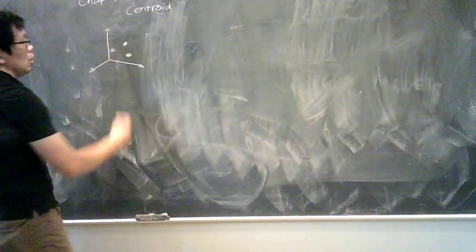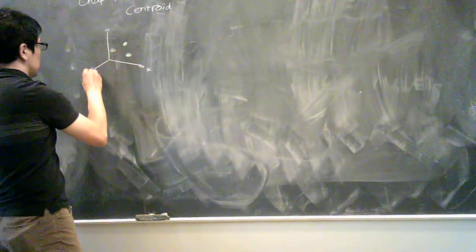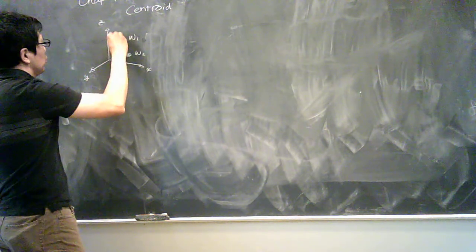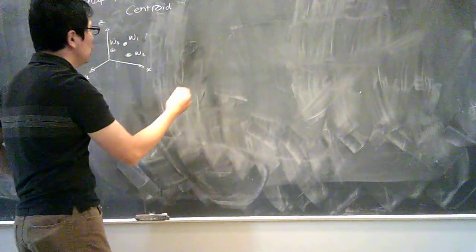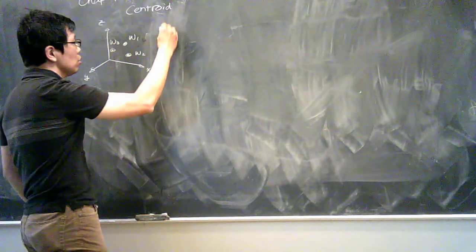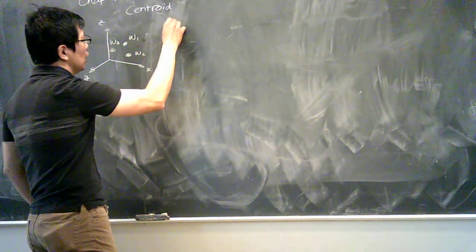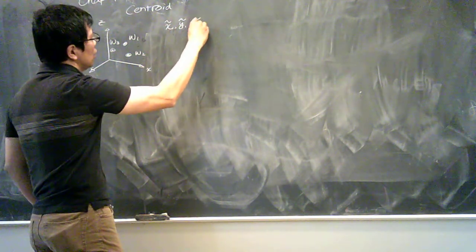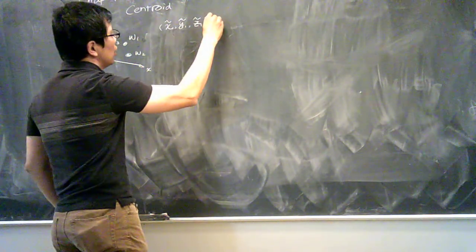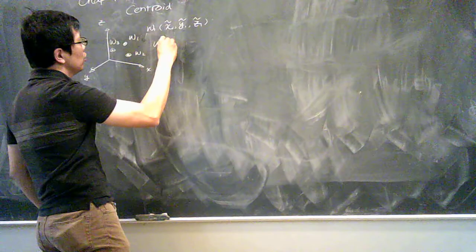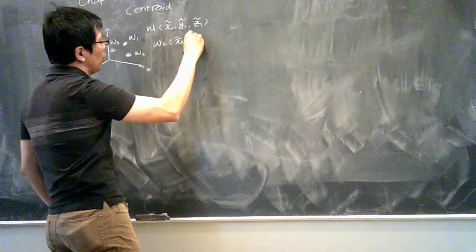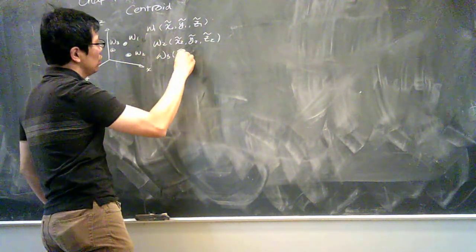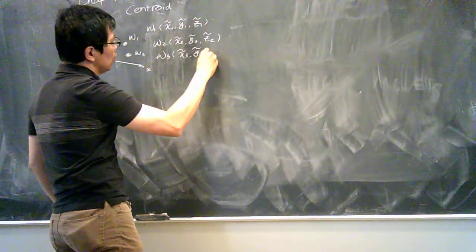Let's say this is x, this is y, this is z, and these are w1, w2, w3. When we determine their locations, w1 is at x1, y1, z1, w2 is at x2, y2, z2, and w3 is at x3, y3, and z3.